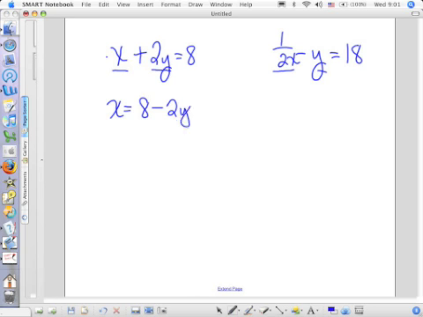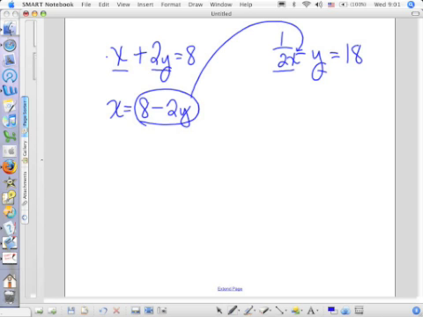Does everyone agree? Yes, ma'am. Because all I did was subtract 2y from both sides. I am ready to start my cycle. If x is equal to this expression, then I can take that expression and substitute it into the other equation for x. All right, so here's my cycle. I'm taking my expression and I'm going to substitute it into the other equation for x.